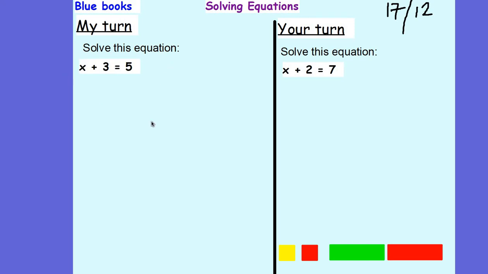I've been asked to solve the equation x plus 3 is 5. I'm going to model this using my algebra tiles. Now x is a green rectangle and plus 3 is 3 yellows. I know that's equal to 5 yellow squares.